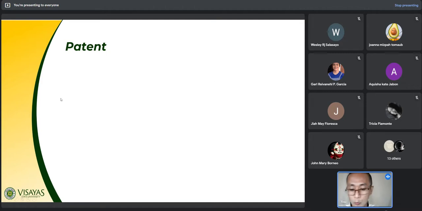Let's move, class, to patent. When do we use, class, patents? Kung ang copyright, class, is for those expressions which are expressed, class, in tangible format, what about patents? Asa man yung apply ang patents? Any idea, class, asa magamit ang patent?